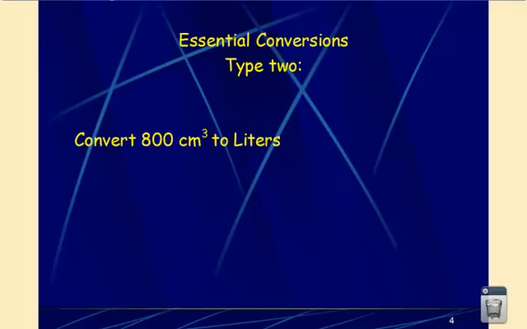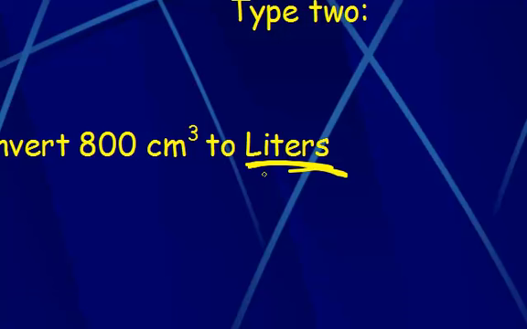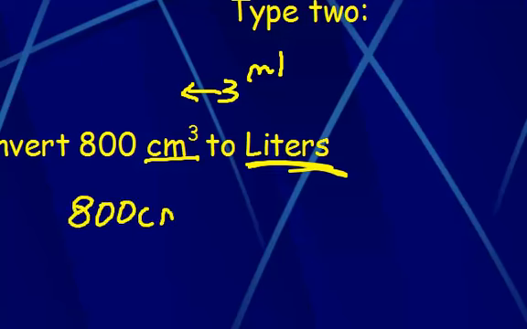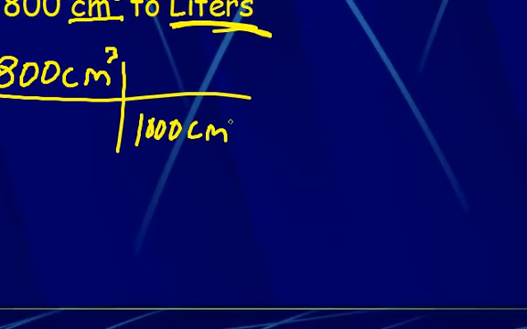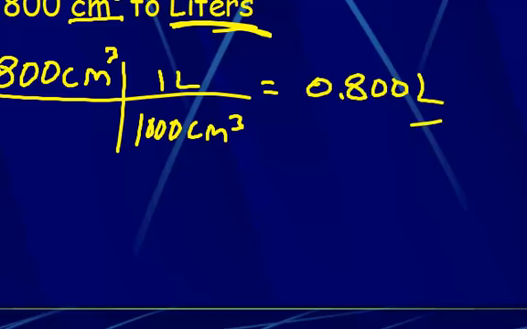The next thing that we should be able to do is convert to liters. Now, we could have a few different units to get to liters. One of them might be centimeters cubed. Now, the easy one is milliliters. We would move to get to liters, remember, 3 places to the left, or divide by 1,000. If it's centimeters cubed, we know that centimeters cubed and milliliters are the same. So it takes 1,000 centimeters cubed to equal 1 liter, and that would give us 0.800 liters in this case.